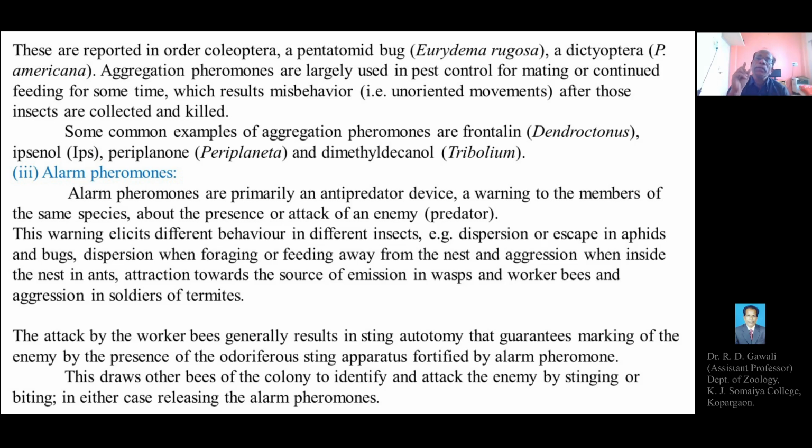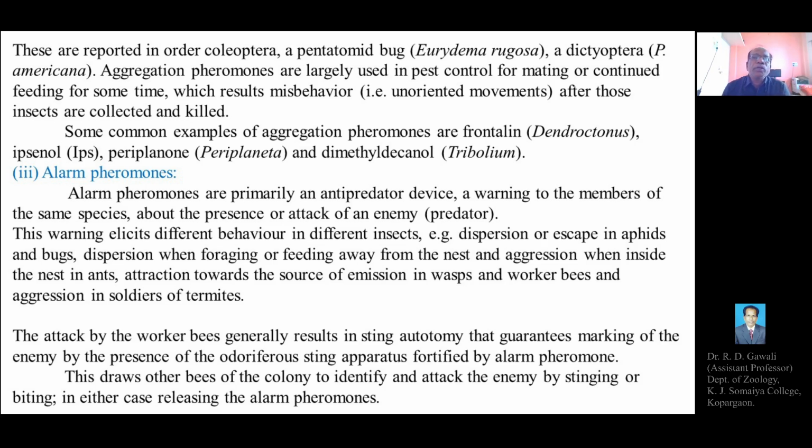So with the use of a particular chemical, the aggregation pheromone, we can collect the insects of the pest category together, either for the purpose of feeding or mating, but after which we can collect them and kill them because of their harmful nature, which might be a pest attacking or causing loss or damage to certain crops.